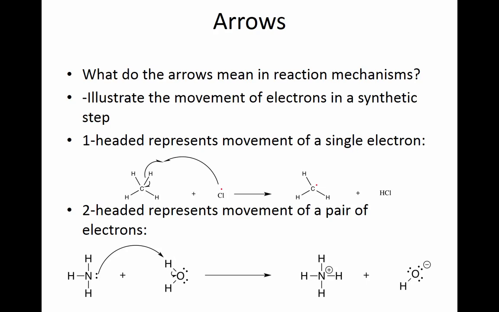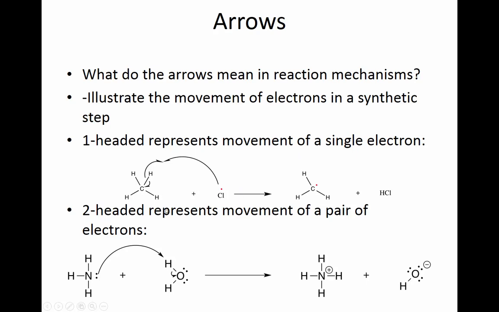And you can see right here in this illustration that the chlorine radical has the single reactive electron. It's going to move that electron, and an electron from the hydrogen is going to move, and they're going to pair with each other to make HCl. And this hydrogen is going to donate one electron to make the methyl radical. So that's what's happening in this situation. In this radical reaction, we're seeing movement of single electrons.